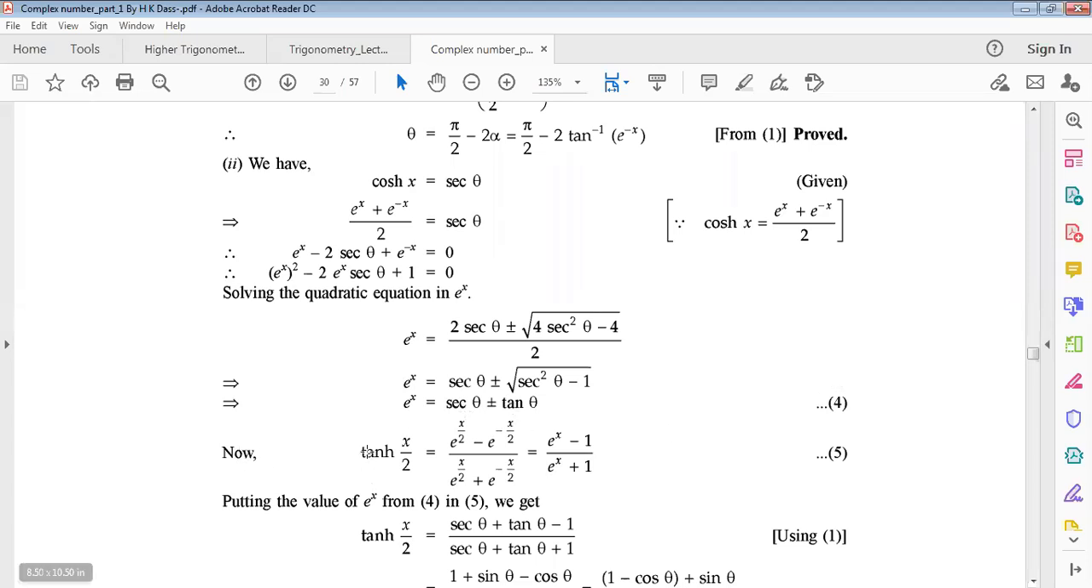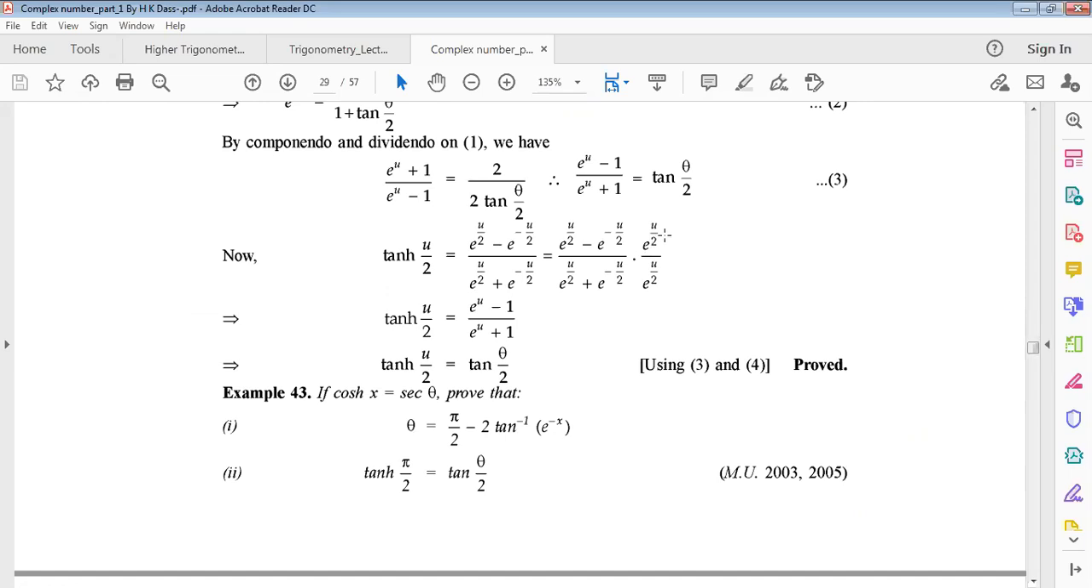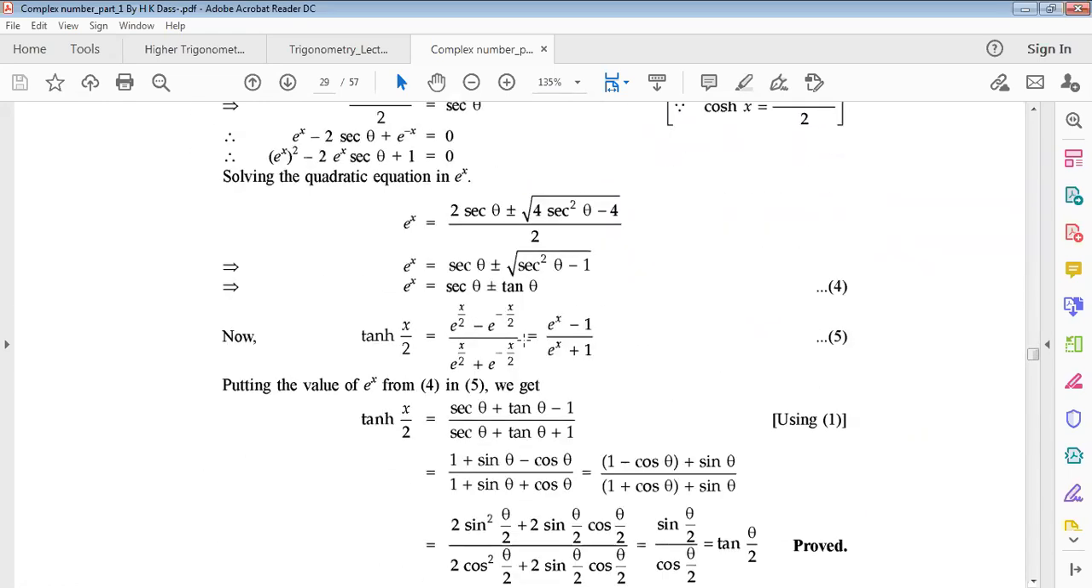Now again, tan hyperbolic x by 2 equals what? E to the power x by 2 minus e to the power minus x by 2, over e to the power x by 2 plus e to the power minus x by 2. It can be written as, multiplying both numerator and denominator like this, by e to the power x by 2, we get e to the power x minus 1 over e to the power x plus 1. Remember it. This is equation number 5.